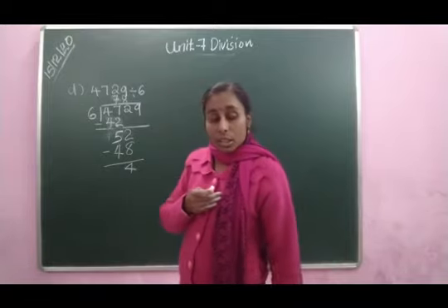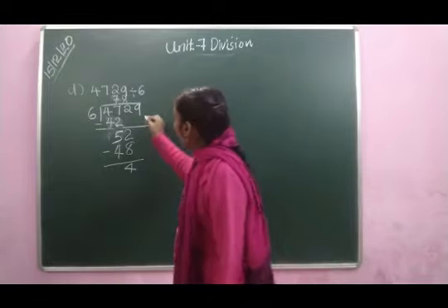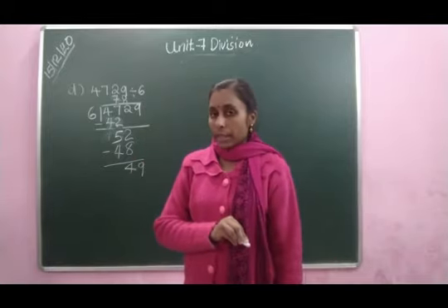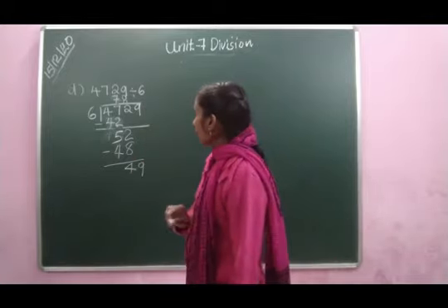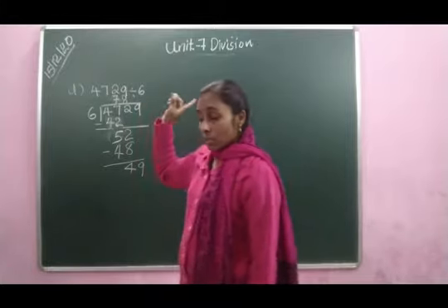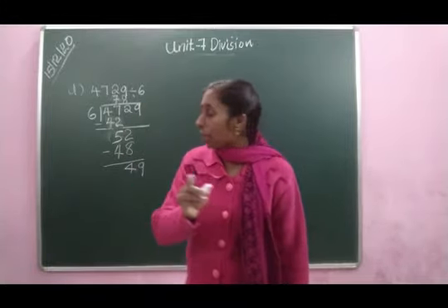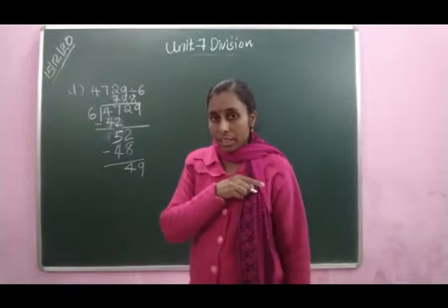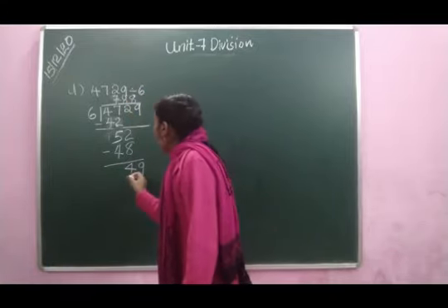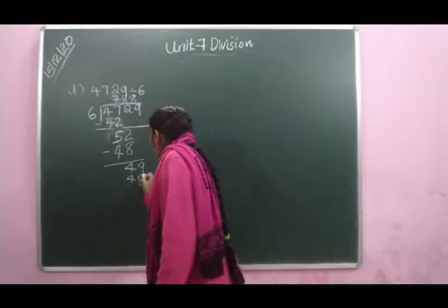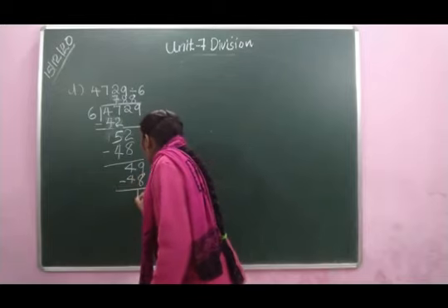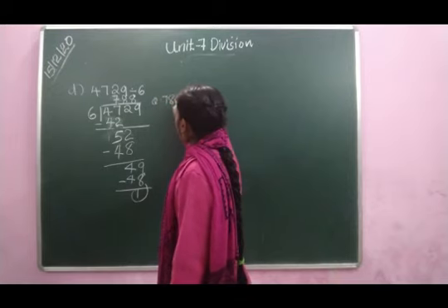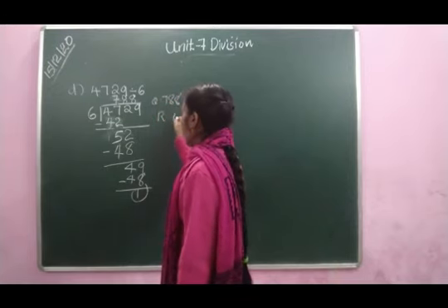Then is the division over? No, the division is not over. One more number is left that we should take down. 49. How many times? 6 6s are 36, 6 7s are 42, 6 8s are 48. That 8 again we can write here in the place of the quotient. And 6 8s are 48. 49 minus 48 is equal to 1. Here the quotient is 788 and the remainder is 1.